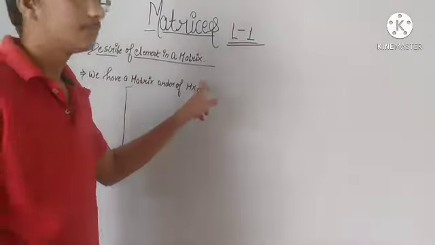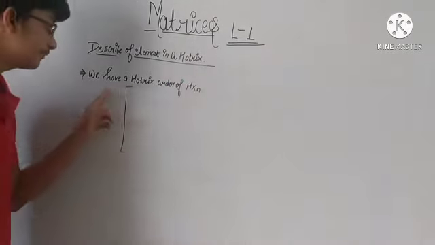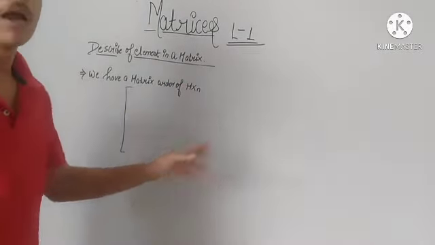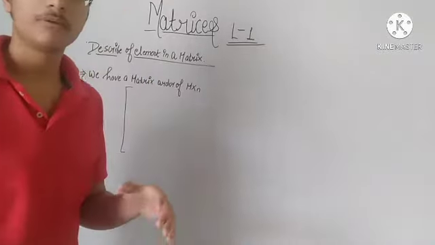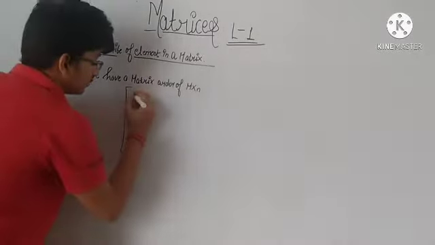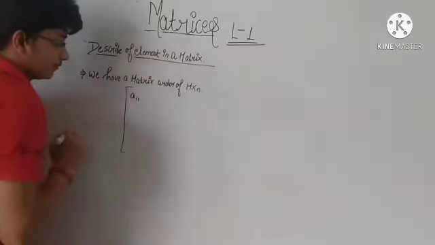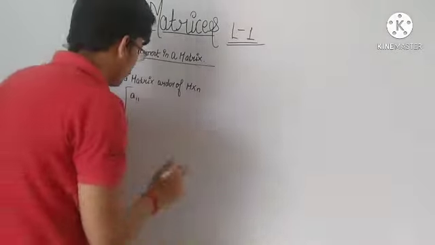So now our heading: Describe of element in matrix. We have a matrix of order m into n. हमारे पास एक मैट्रिक्स है जिसका ऑर्डर m into n. तो उस m into n में हम कुछ भी लेट कर सकते हैं। तो आइए लेट कर सकते हैं। A1 एक रो फिर कॉलम ऐसे हम लेट करते रहेंगे.